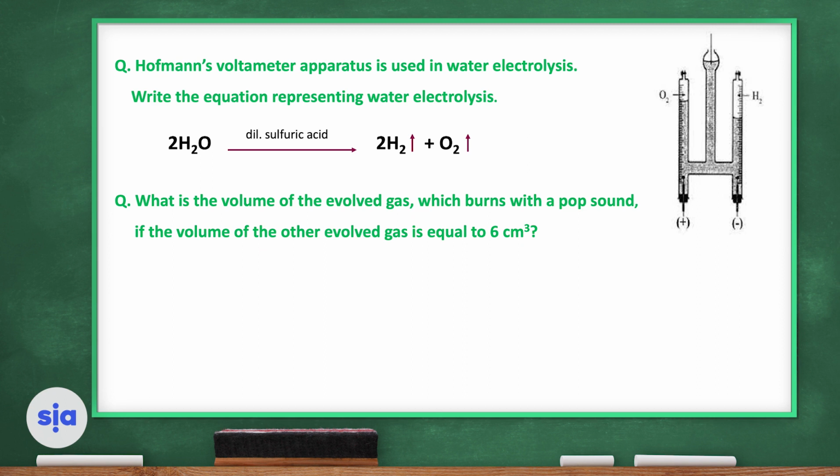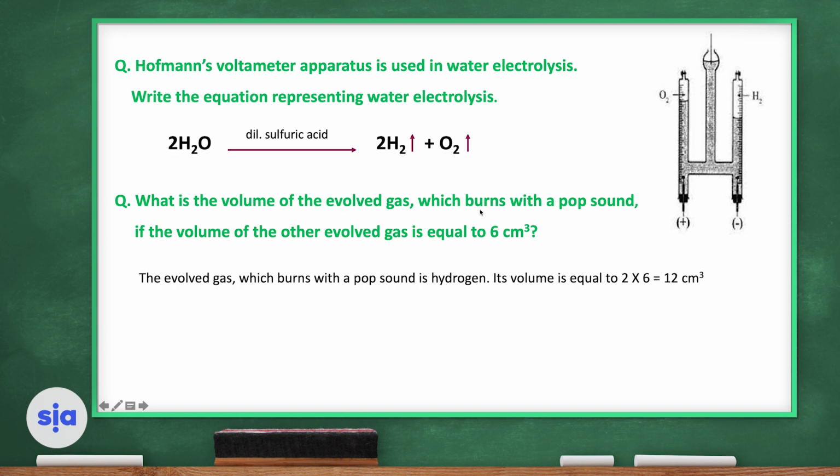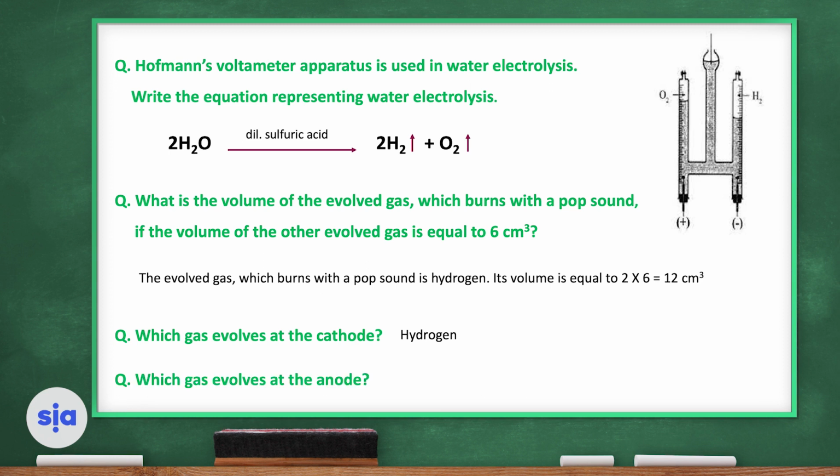We agreed together that the gas that pops with a sound is hydrogen. So this means that the other gas, which is 6 cubic centimeters, is oxygen. Hydrogen is double the oxygen, so its volume will be equal to 12 cubic centimeters. Which gas evolves at the cathode? Here is the cathode, and hydrogen is evolving at the cathode. Which gas evolves at the anode? If hydrogen is evolving at the cathode, so oxygen evolves at the anode.